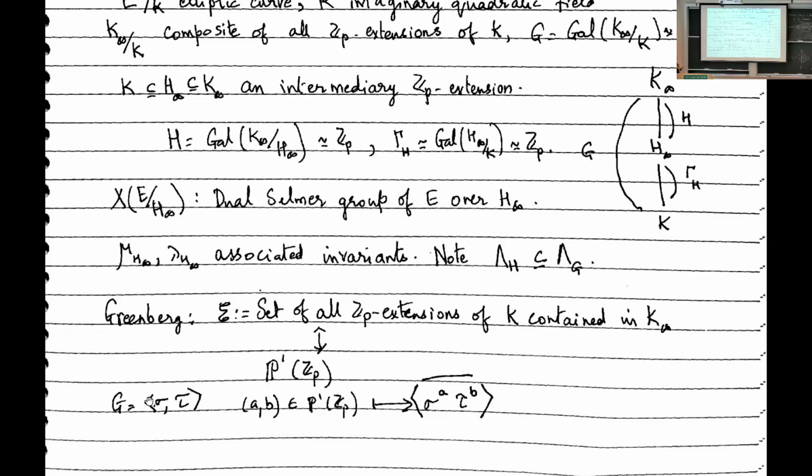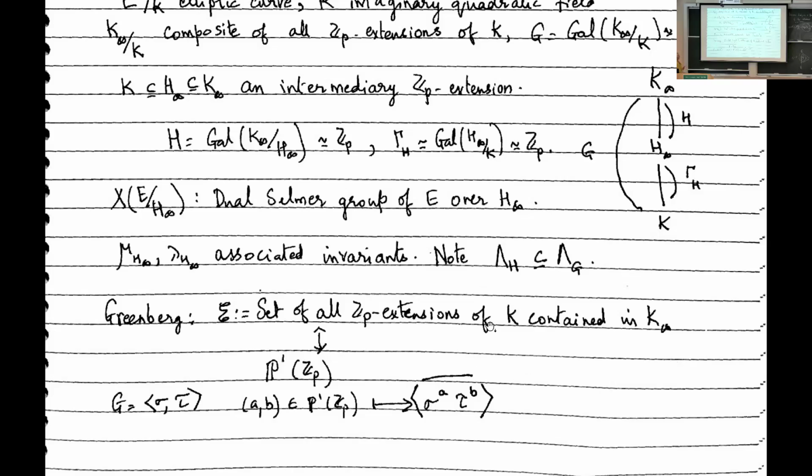Now G is Zp^2, so it's topologically generated by two elements, topologically free on two elements, sigma and tau. And if I take an element (a, b) in P1(Zp), then the corresponding H that I get is the closure of sigma to the power a, tau to the power b, closed inside G. So this gives a codimension 1 free subgroup of Zp^2, and so therefore gives me an intermediary layer.